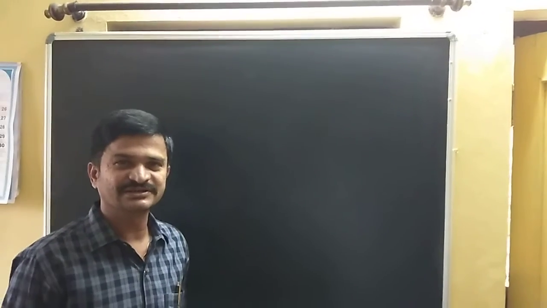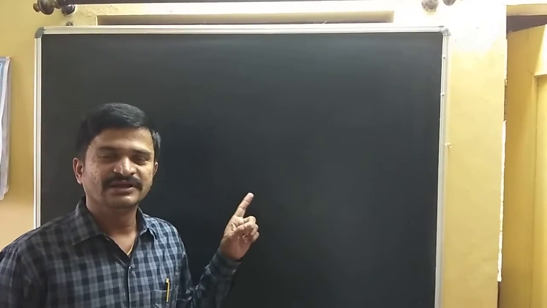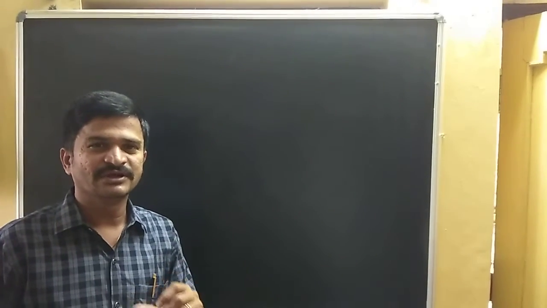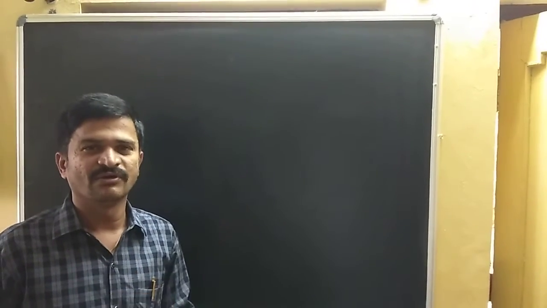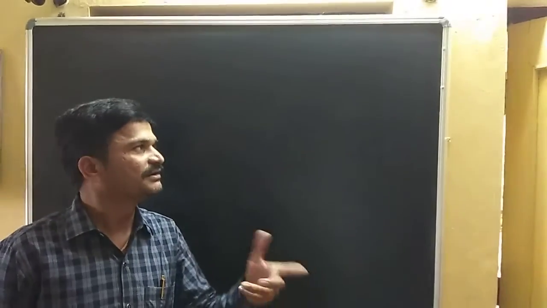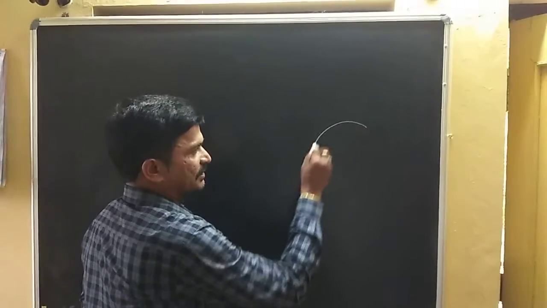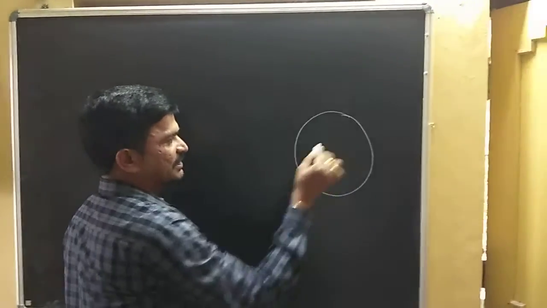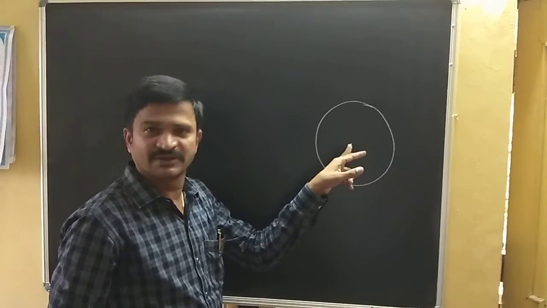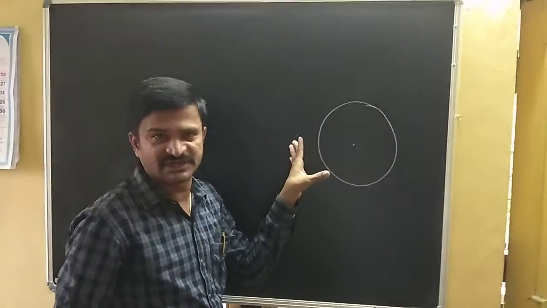Welcome to the second session. In our previous class, we have learned something about the circles, the basic terminology of circle, what is the definition of circle and what are the parts of the circle. Circle is nothing but set of all points which is equidistant from the fixed point. That is the definition of circle.